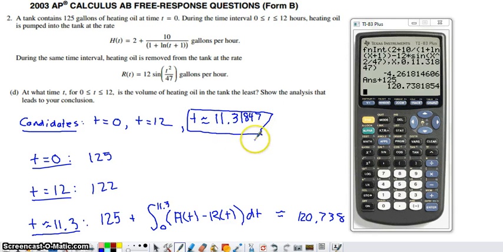I could truncate this to the 3rd digit and write it as 11.318, but as long as I've taken more than 3 digits of accuracy in my answer, for the purposes of free response questions on the AP exam, that will be good enough. You want at least 3, you're allowed to have more than 3.